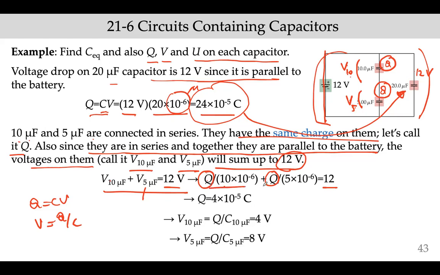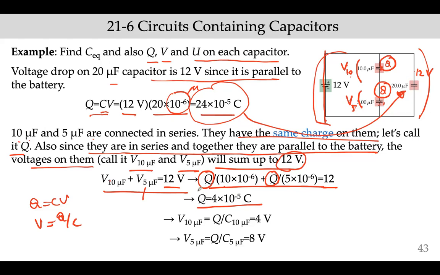Okay, so we have one equation here. The only unknown is Q, so you can solve for Q, which is 4 times 10 to the negative 5 coulomb. So now we know how much charge there is on each capacitor.